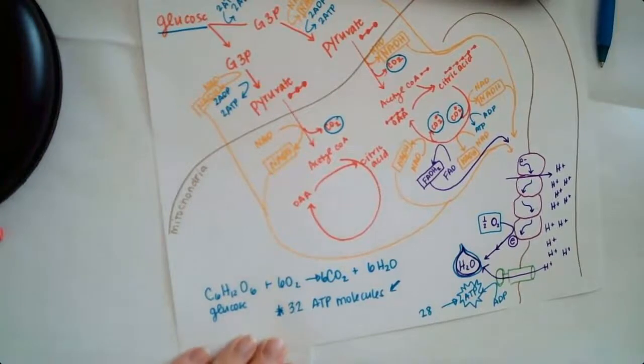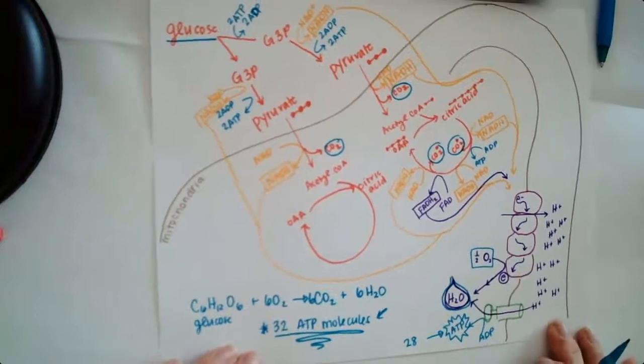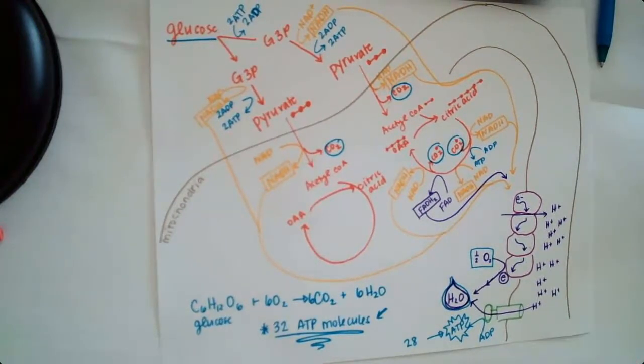And this is why we do it. We don't do this process to make carbon dioxide or water. We do this process for the 32 ATP molecules that are made as a byproduct. And so, in a nutshell, we have cellular respiration. Good job, guys. Nice and complicated. Way to get it done.